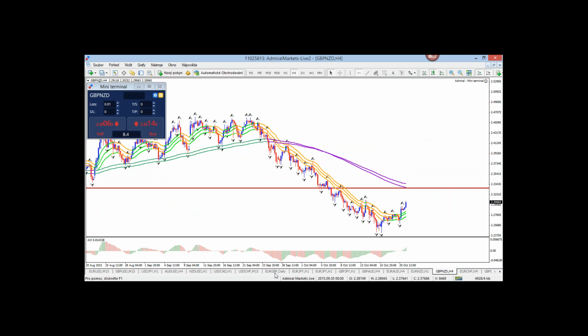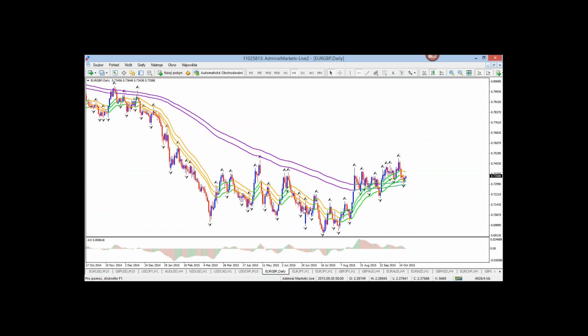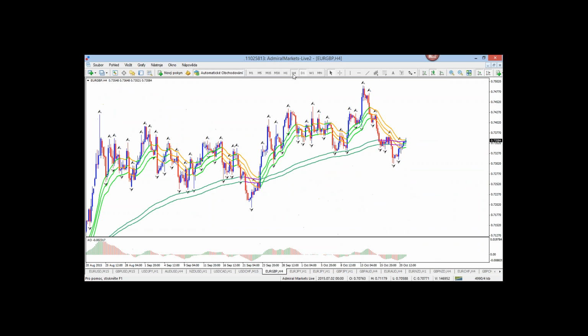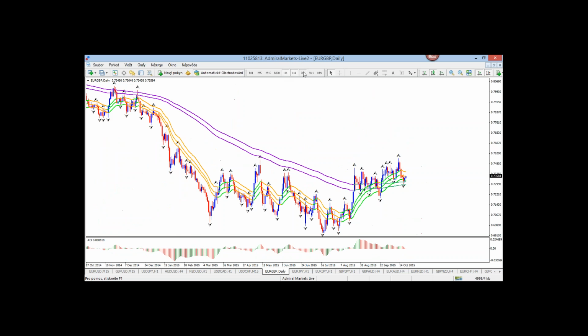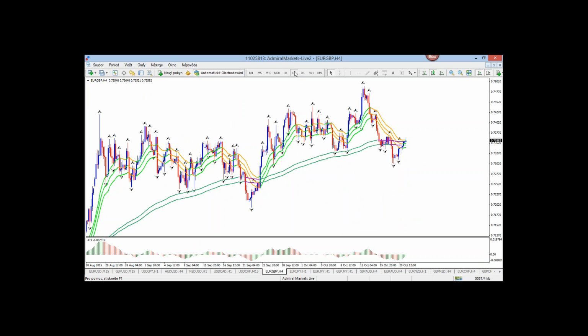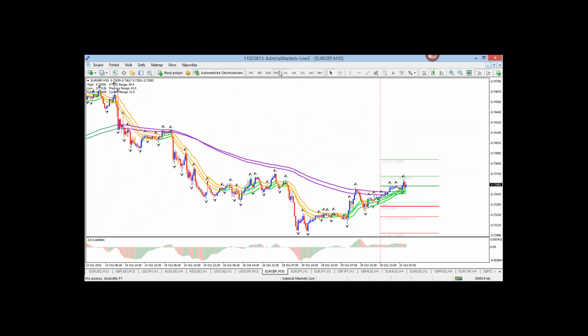Well, which one's better? Euro New Zealand or pound New Zealand? Let's take a look at Euro pound again. There's absolutely no difference at the moment. The moving averages are flat, so it's difficult to see any particular favorite when looking at the euro pound at the moment. Probably both are just equally likely in that case.